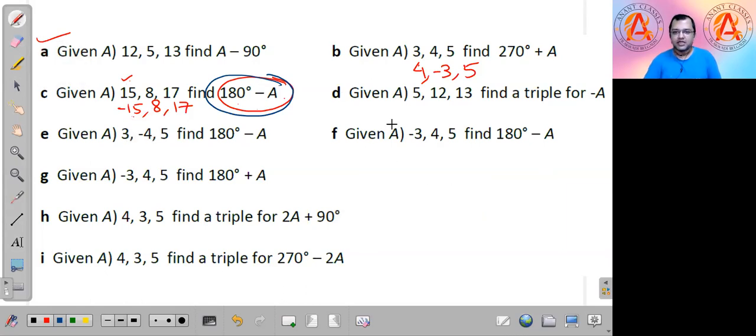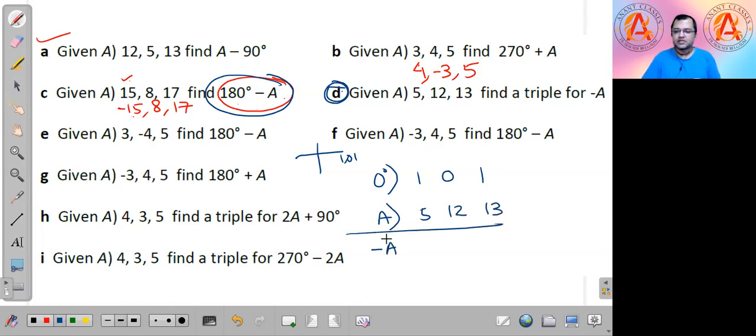Okay, then number D. Number D, this one. Minus 17, minus 12, 13. How? We need the triple for minus A. So what is 0 degree? 0 degree is 1, 0, 1. And your A is 5, 12, 13.